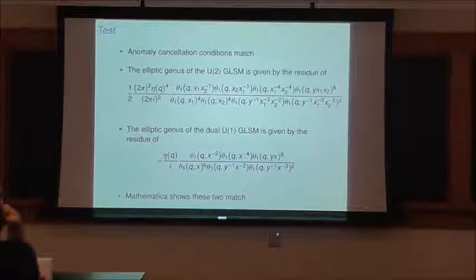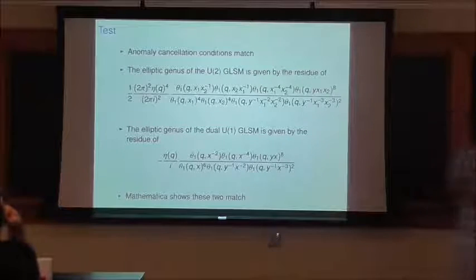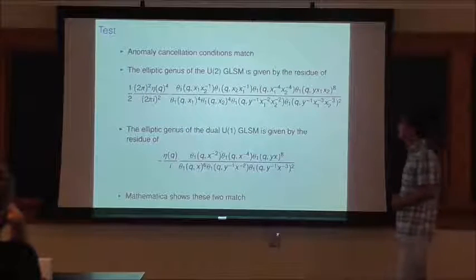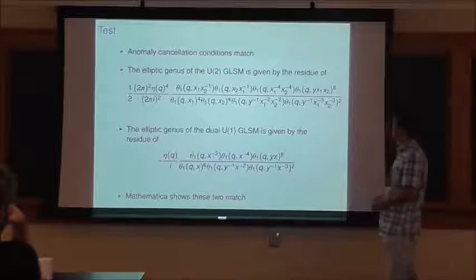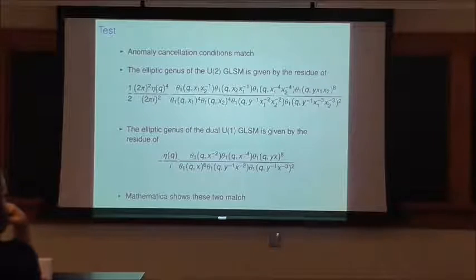So again, you can check. First of all, the anomaly cancellation: if one of them is anomaly free, the other is automatically anomaly free. And the second check is the elliptic genus computation. For the first, non-abelian U(2) GLSM, the index is given by the residue of this expression, and the index of the dual U(1) gauge theory is given by the residue of that expression. Of course, they look totally different, but it turns out the results are the same.